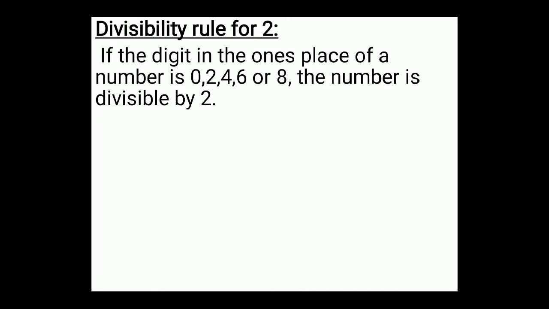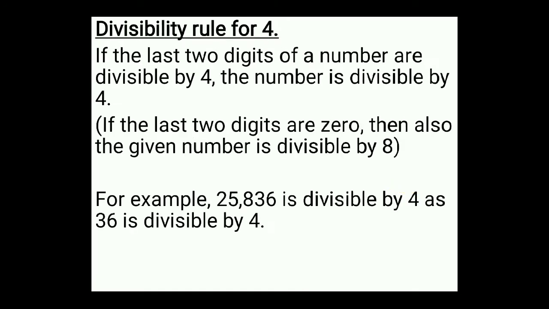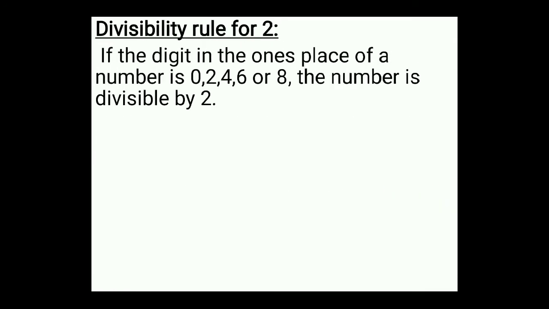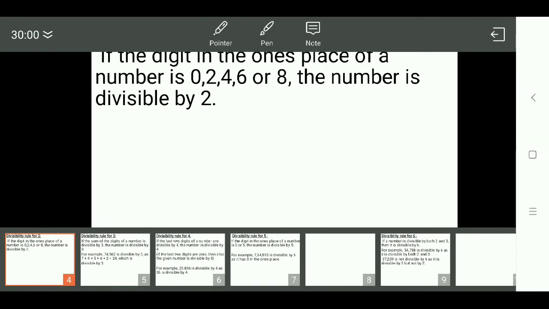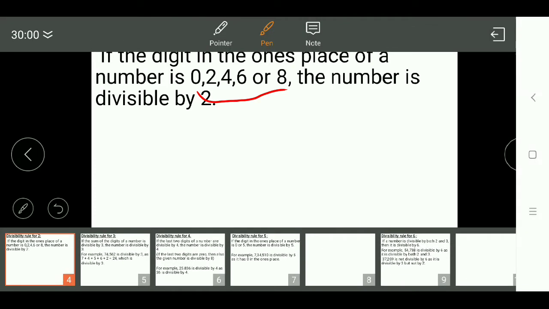Hello students. So in the last class we learned about divisibility rules. We already learned the divisibility rule for 2, then for 3, for 4 and next for 5. If the digit at one's place is 0, 2, 4, 6 or 8, then the number is divisible by 2.